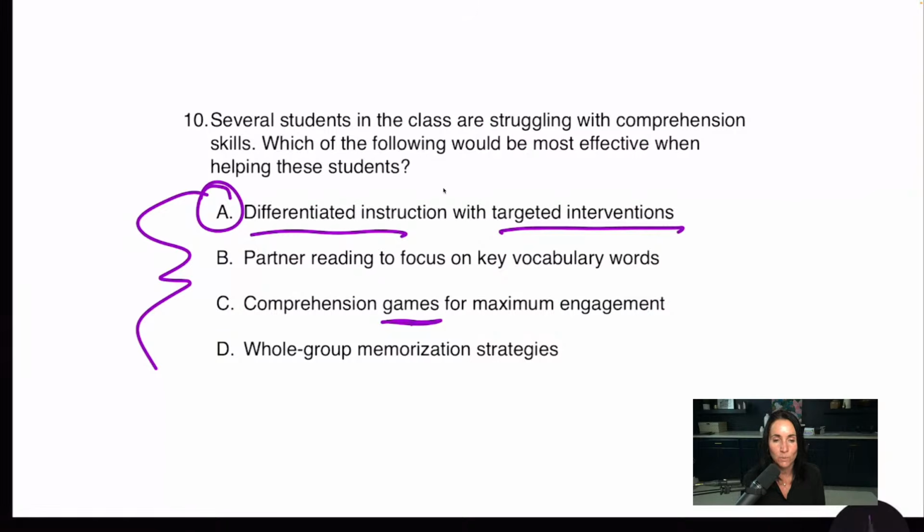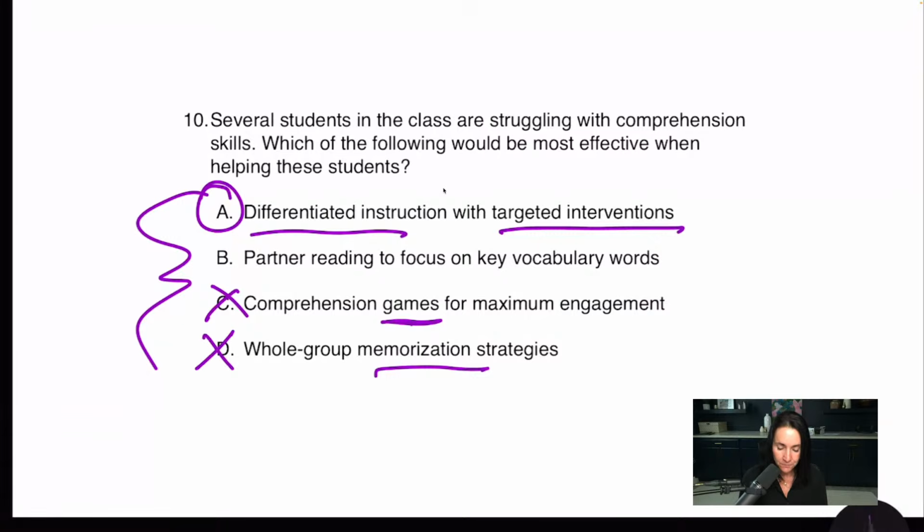But on this test, we want to be more sophisticated in our approach. And so C would most likely not be the right answer. And D, whole group memorization strategies. No. Now, if we're talking about sight words, yes, but whole group memorization strategies, we're all together memorizing something. I don't know. D doesn't look good to me.